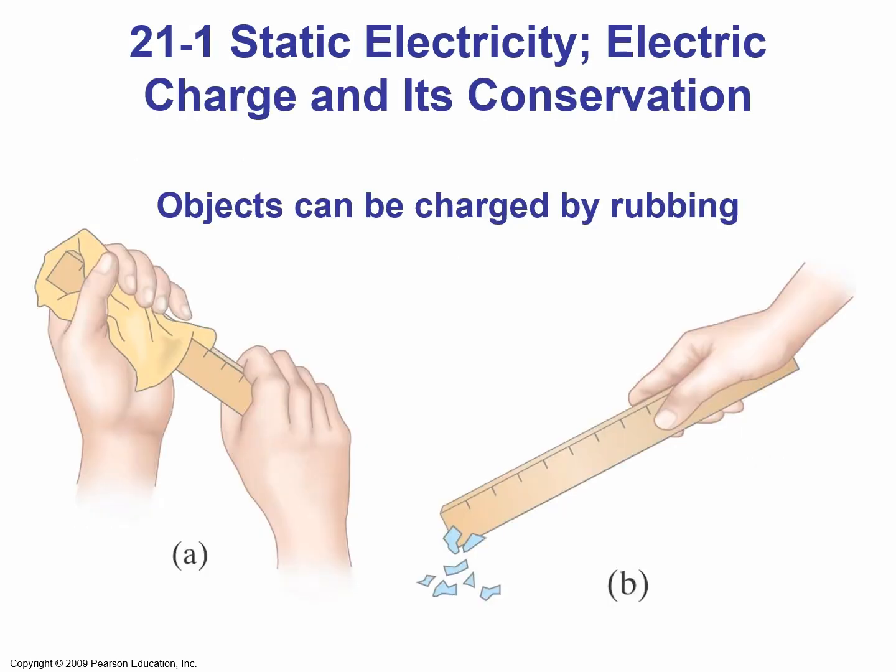Section 1: Static electricity, electric charge and its conservation. Some objects can be charged by rubbing. As you can see here on the left, in part A, we have a piece of cloth which we are rubbing against a stick or a ruler. In part B, as we bring that ruler near some pieces of paper, the papers are attracted to the ruler because of the electric charge that we induced in the ruler.